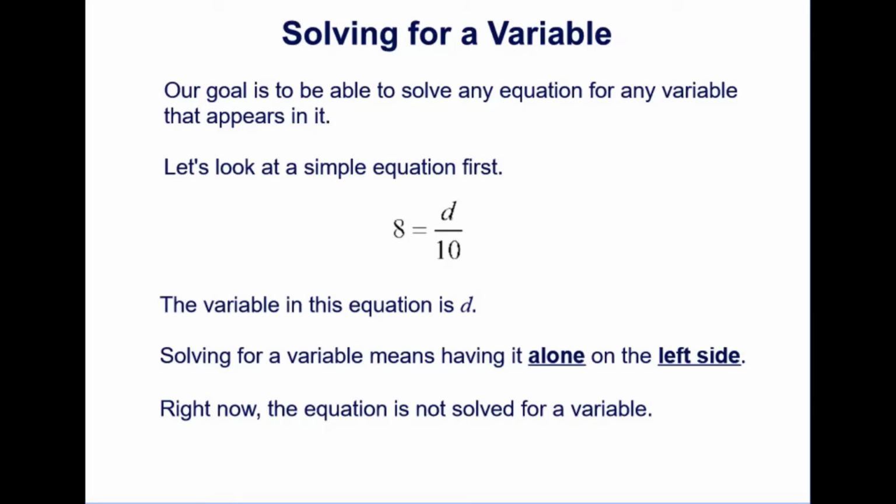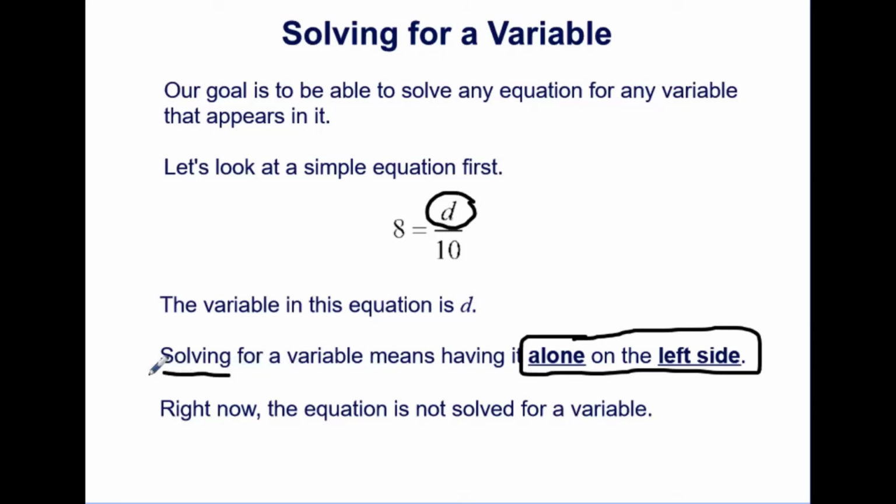Solving for a variable. Our goal is to be able to solve any equation for any variable that appears in it. Let's look at a simple equation first. Here we have 8 equals d divided by t. The variable in this equation is d. Solving for a variable means having it alone and on the left side. So when you see the directions to solve, that's what your goal is.